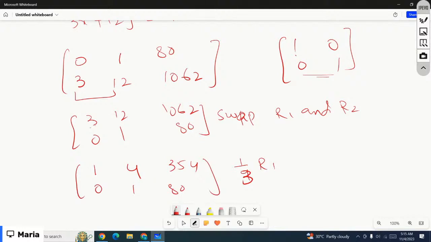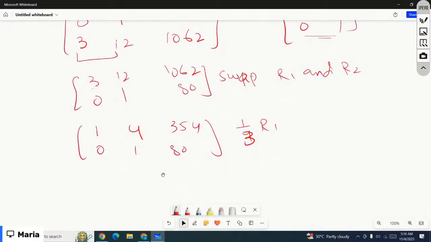Okay, now you have 1 here. You need to just make 0 here, right? So what you have to do, you have to multiply r2 by 4 and subtract from r1. You need to do r1 minus 4 r2, right? Then you already have 0 here, 1 minus 0, because 0 times 0 is 0. 4 minus 4 times 1 is 4.